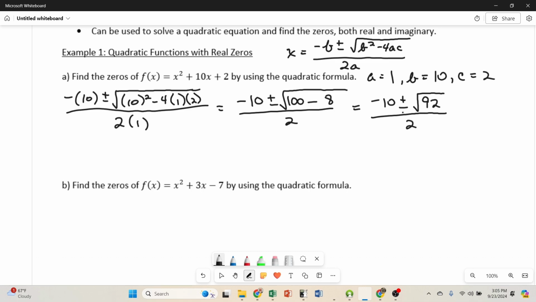Now we're going to get into some deeper algebra here. And we're going to say negative 10 plus or minus the square root of 92 is not a perfect square. But a perfect square does go into the square root of 92. And so this would be equal to negative 10 plus or minus the square root of 4 times the square root of 23, and we're going to divide this by 2. So we know what the square root of 4 is, and that is 2.